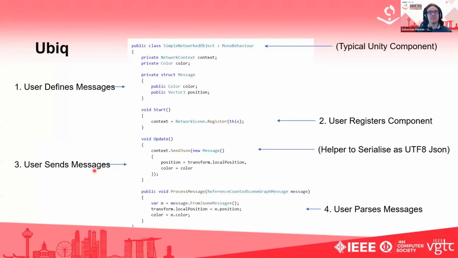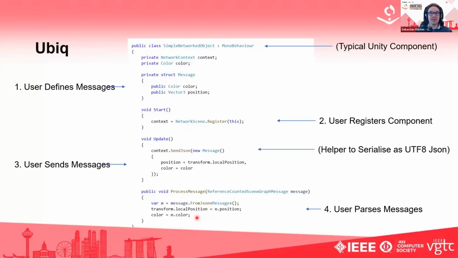Users use Ubiq by creating their own networked objects, which is done in 4 steps. They define a message they want to send between components. They register their component on the network. They then send the message that they define, and then they pass the message, and sending and passing will then use that message or write their own logic to process that and make the component interact with the virtual environment to do something interesting.